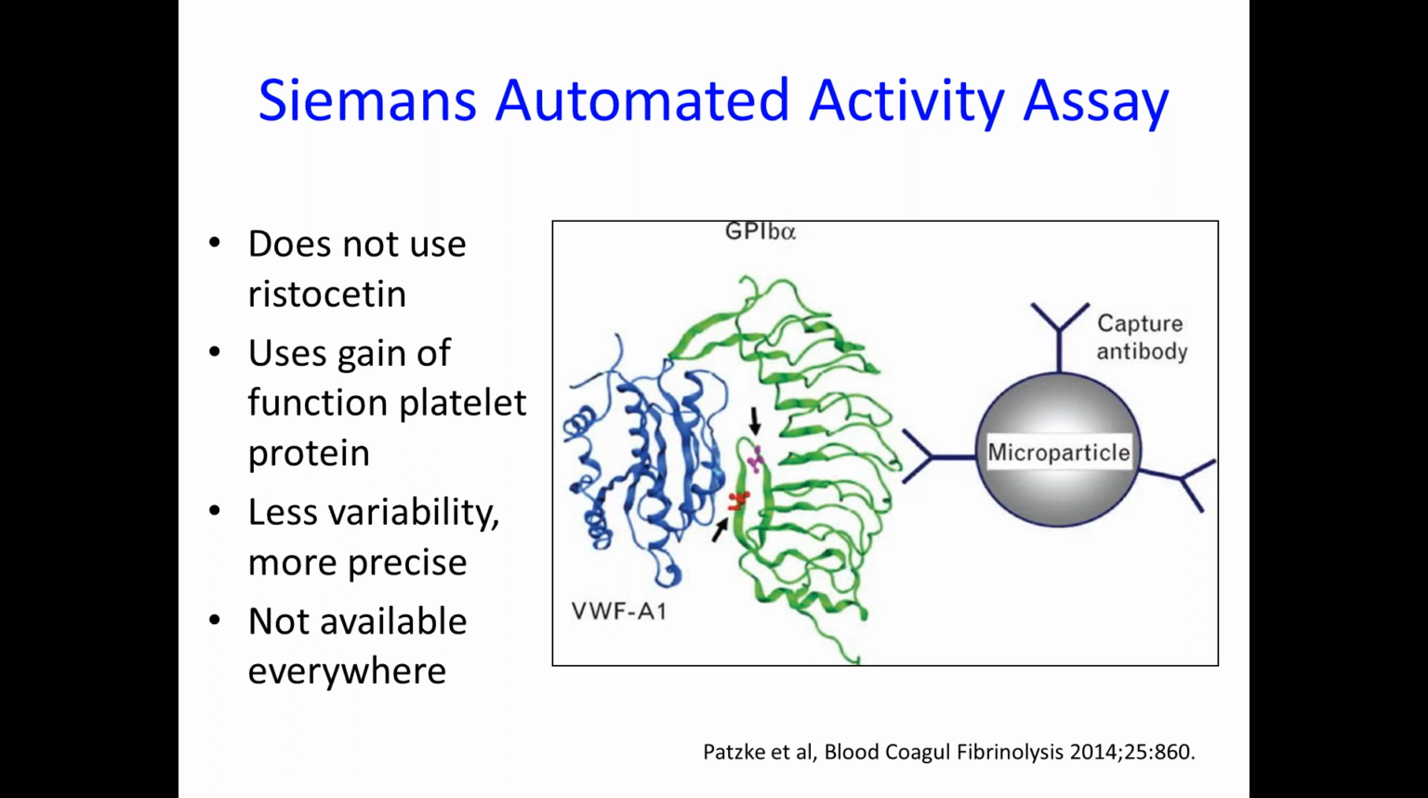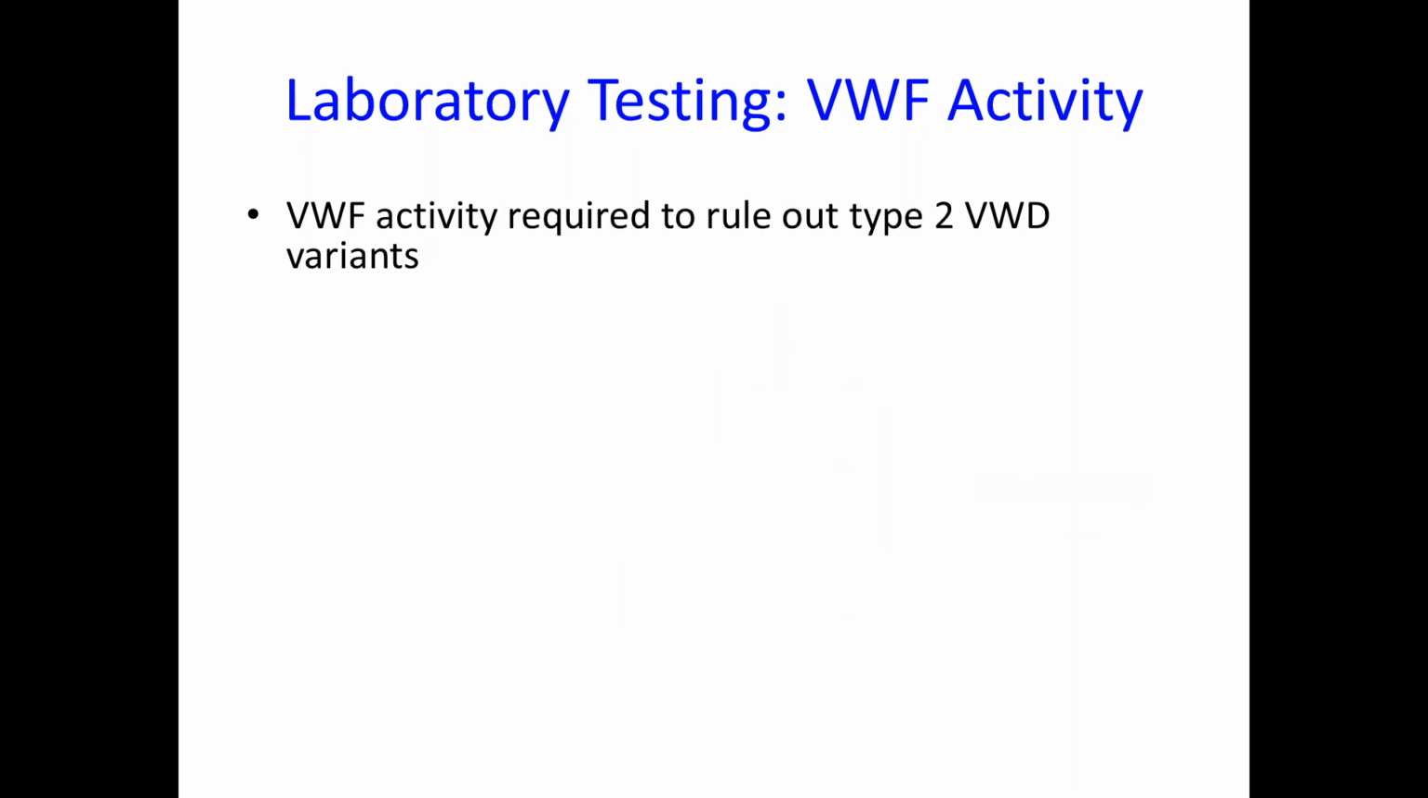This is important for several reasons. We need a von Willebrand factor activity to rule out type 2 von Willebrand disease variants. In type 1, you have a concomitant decrease in the antigen and the activity, so they'll be parallel. And in type 3, they're absent, so they're parallel but absent. But in type 2, there's a discrepancy between the antigen and activity.